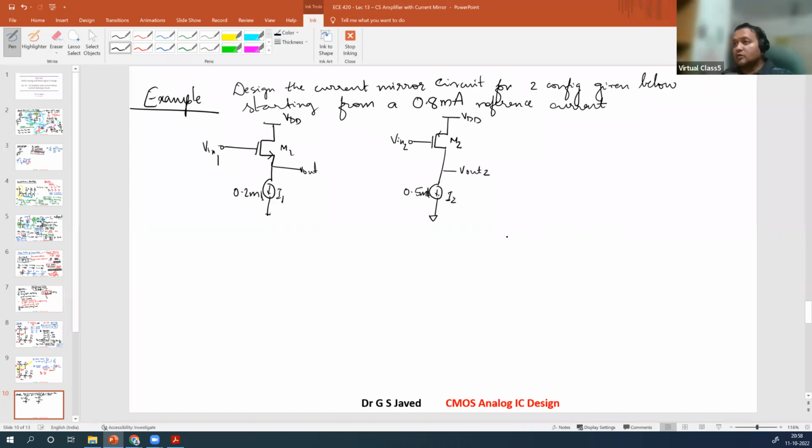Okay, so your reference current is given, and we will specify that from a reference current built from an NMOS device. Okay, and the NMOS device is built. What does that mean? This is very important to understand. What does this mean? So the answer begins here.